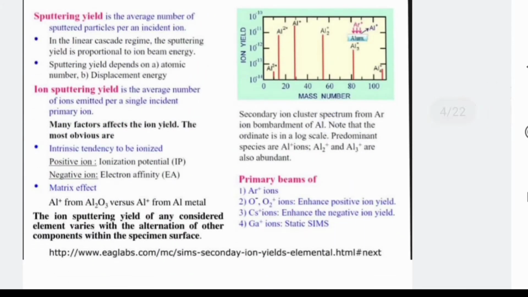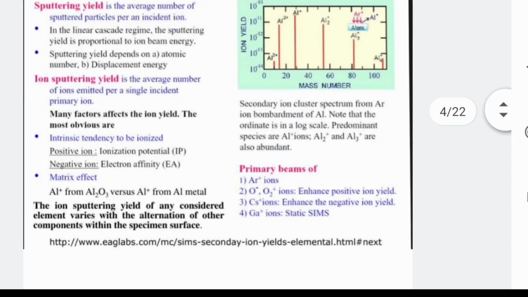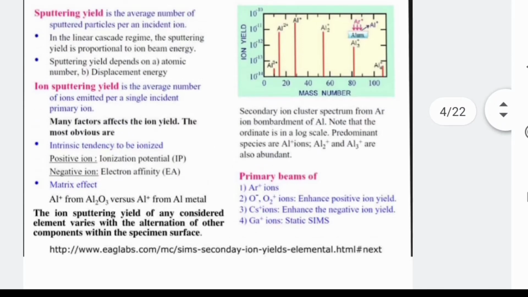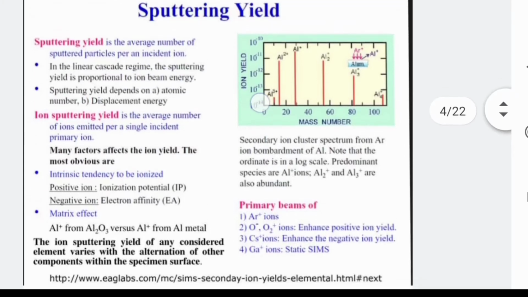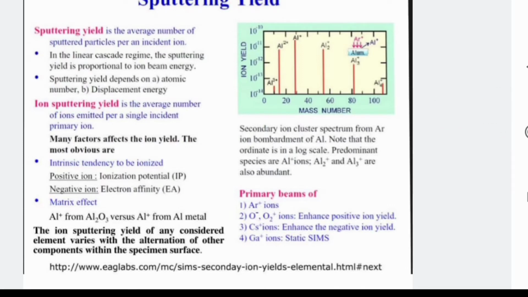This diagram shows how the sputtering yield varies between various sources. Sputtering yield is the average number of sputtered particles per incident ion. How many particles are incident in the primary beam and how many particles are ejected, that ratio is simply the sputtering yield. In the linear cascade method, the sputtering yield is proportional to the ion beam energy. So the factors that decide the sputtering are the intensity of the primary beam and the nature of the solid surface, which also affect the sputtering yield.